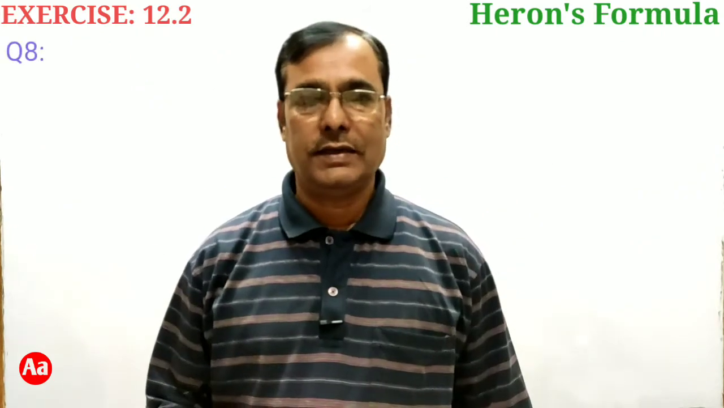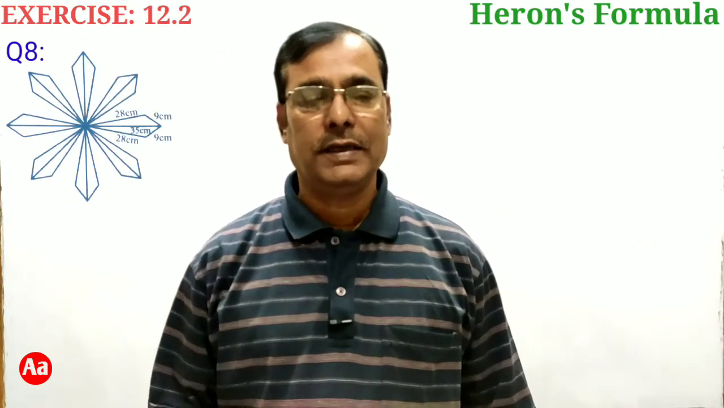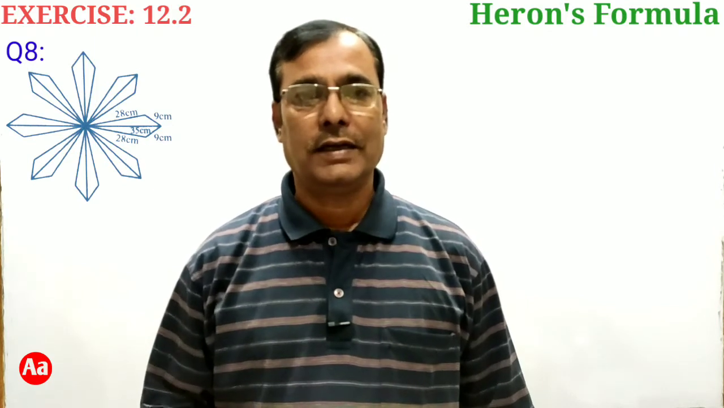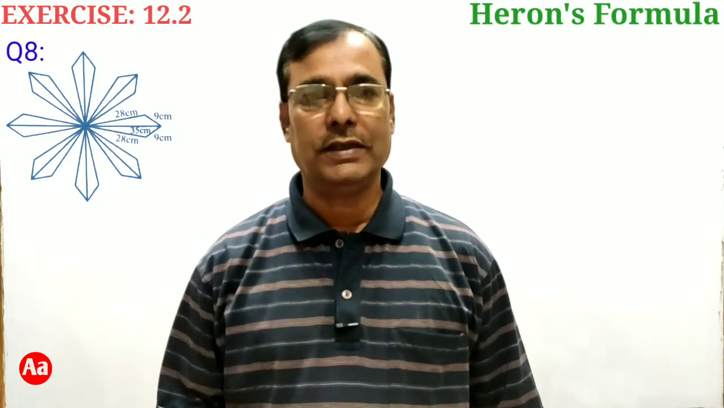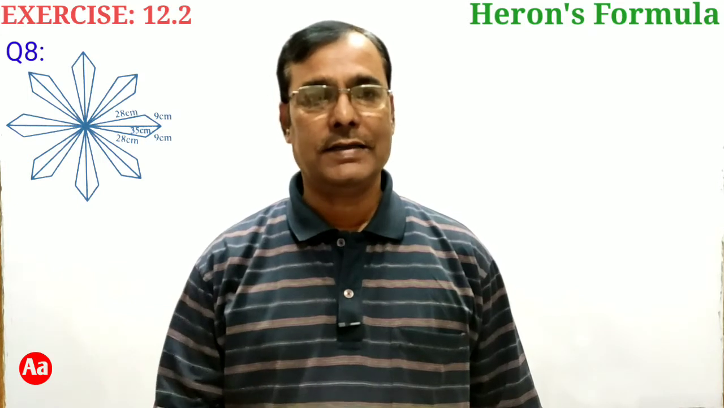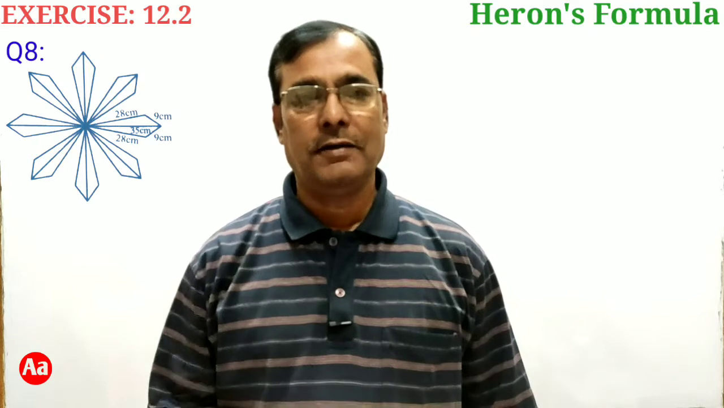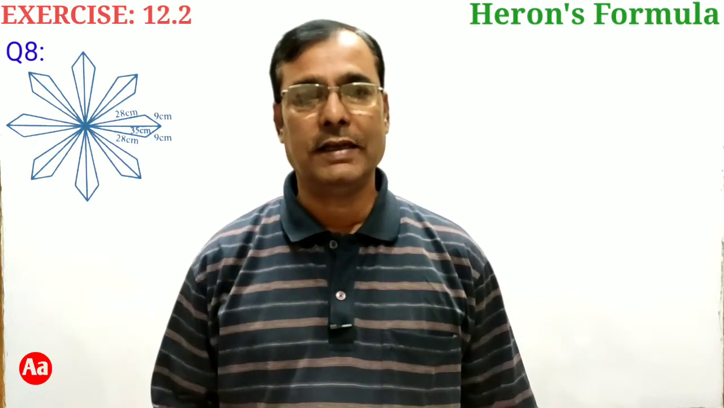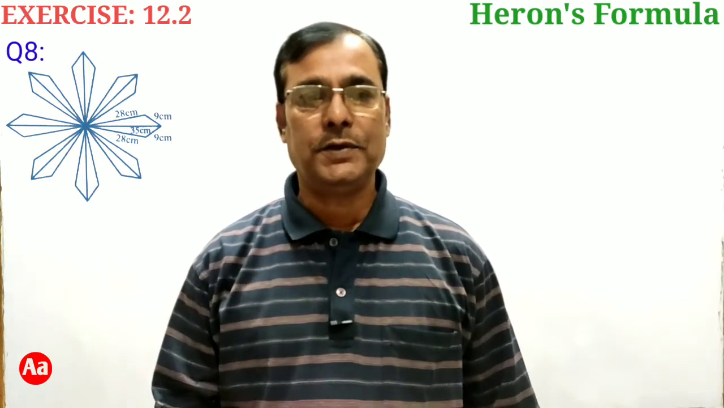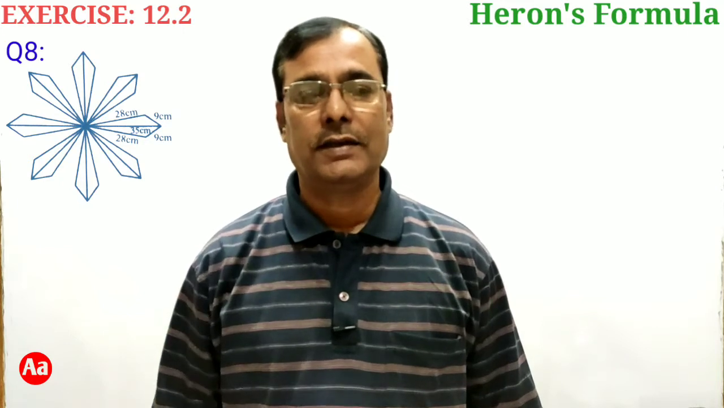Question number 8. A floral design is made up of 16 triangular tiles. The sides of triangular tiles are 9 centimeter, 28 centimeter and 35 centimeter. Find the cost of polishing the tiles at the rate of 50 paise per centimeter square.